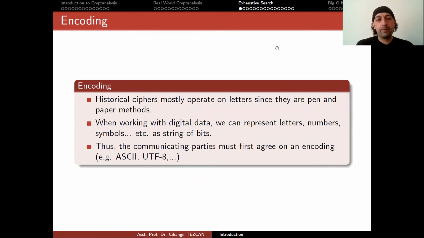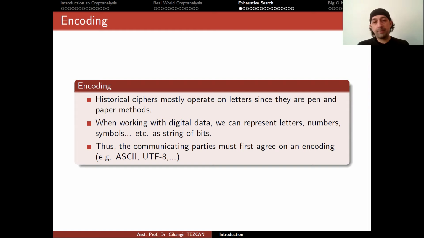So far, we have seen historical ciphers where we use pen and paper. Then we've seen cipher machines, but now we are living in a digital world, so we work on bits. Now it's a good time to see an example of a modern block cipher and how a brute force attack can be applied to it. So let's start with encoding.